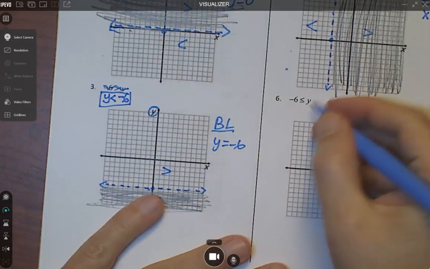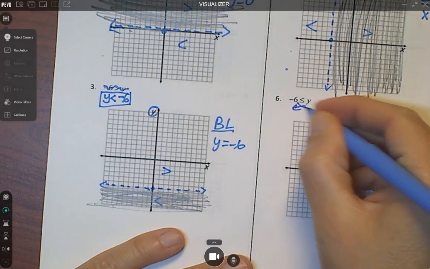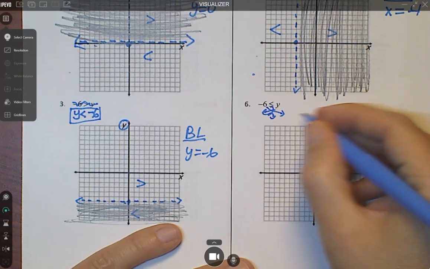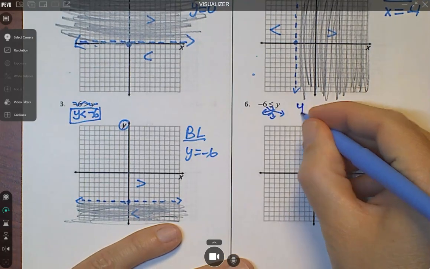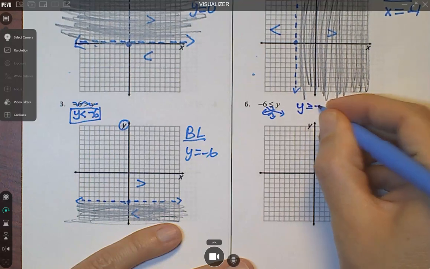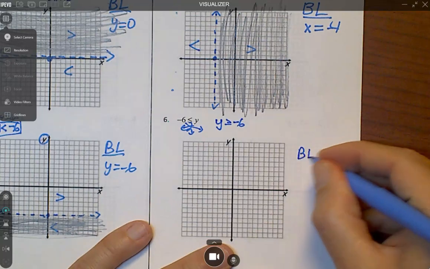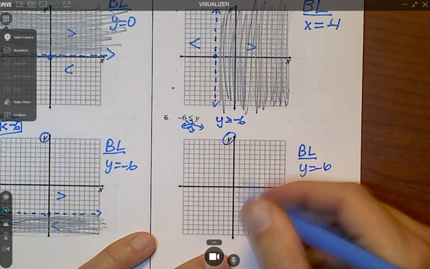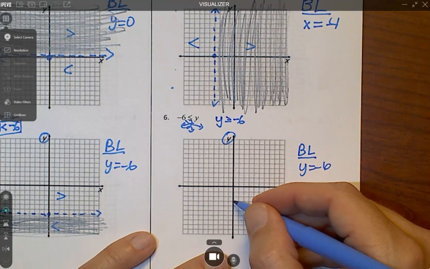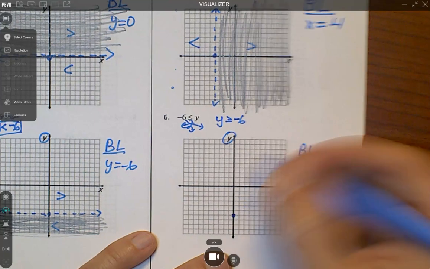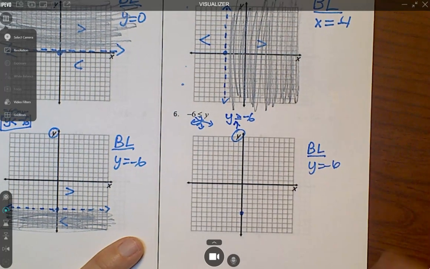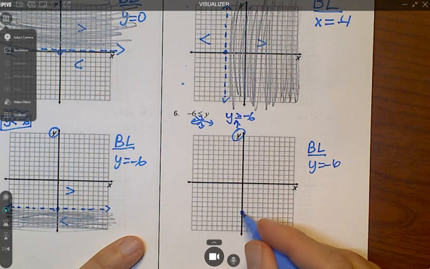Okay, again, we're going to switch them, so we flip it. I draw a little curly Q to remind myself, hey, I got to flip that. y has to be bigger than -6. So the boundary line is y equals -6. So go find -6 on the y-axis. And we're going solid because it's greater than or equal to. We're going based on that. So solid.